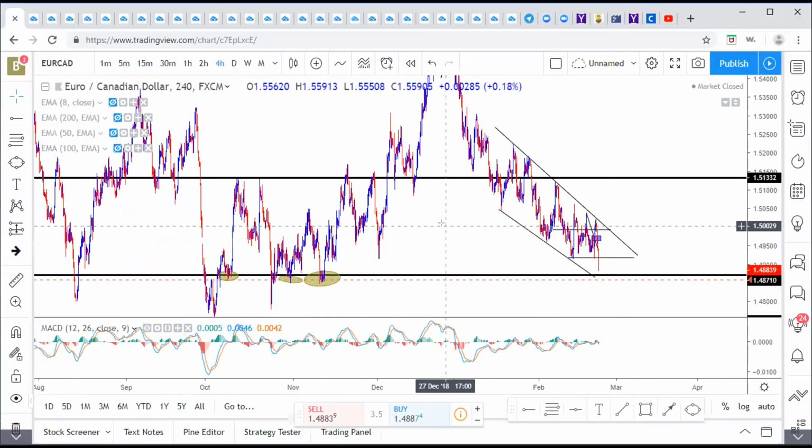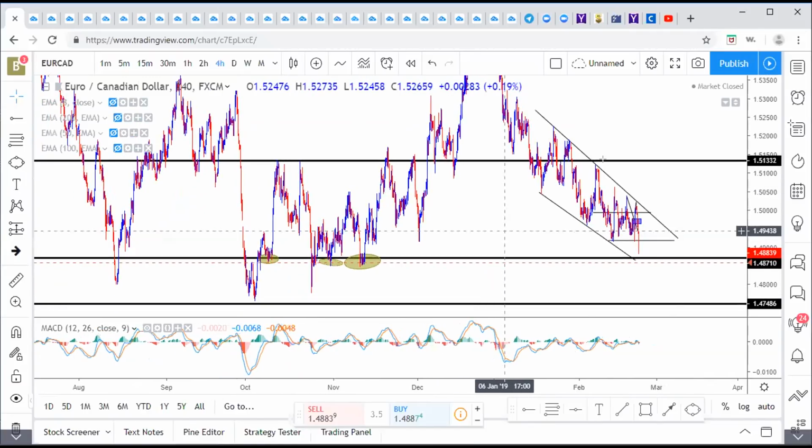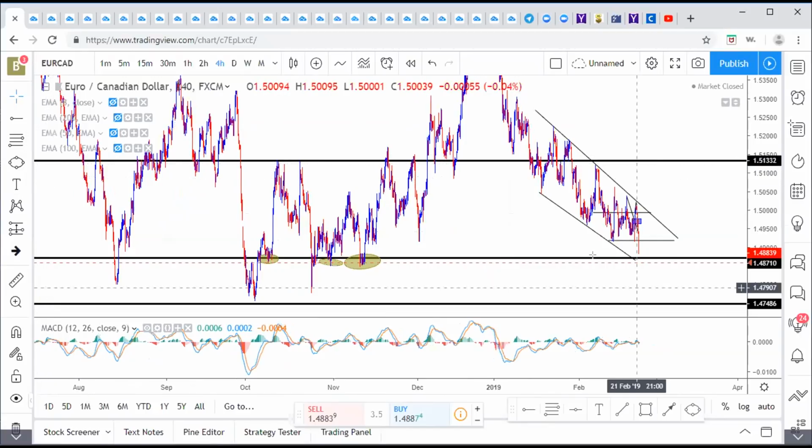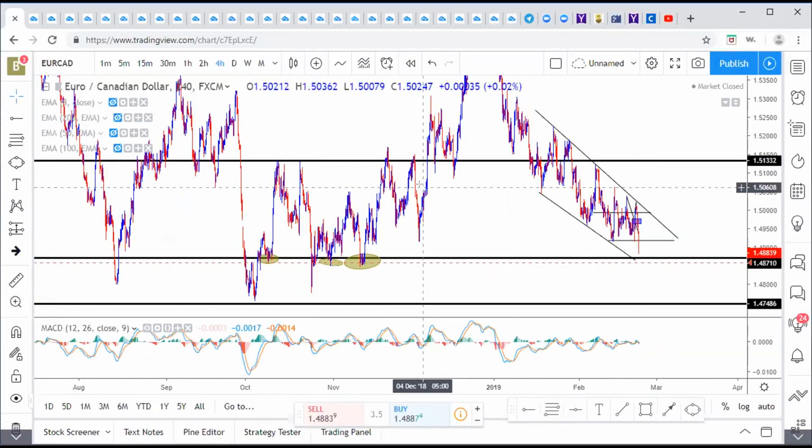Oh, that was a beautiful head and shoulders leading to that descending channel. Sure was. Then you can actually set your alert on the MACD. Yes, you can.